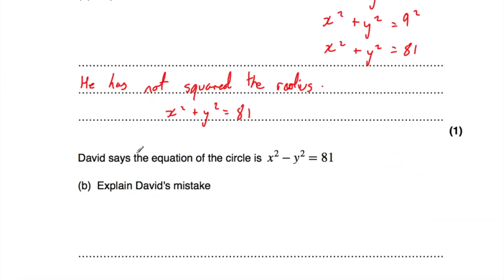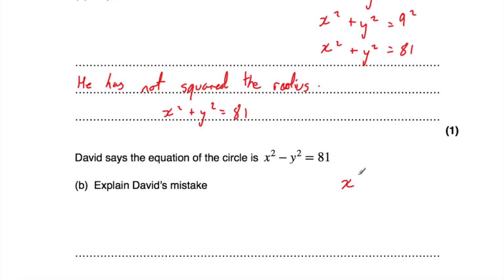Now if we carry on, David says the equation of the circle is x squared minus y squared equals 81. David's almost correct. He's got the x squared, the y squared, and the 81, but it shouldn't be a minus. It should be a plus, because the equation of the circle is x squared plus y squared equals r squared. So let's explain his mistake.